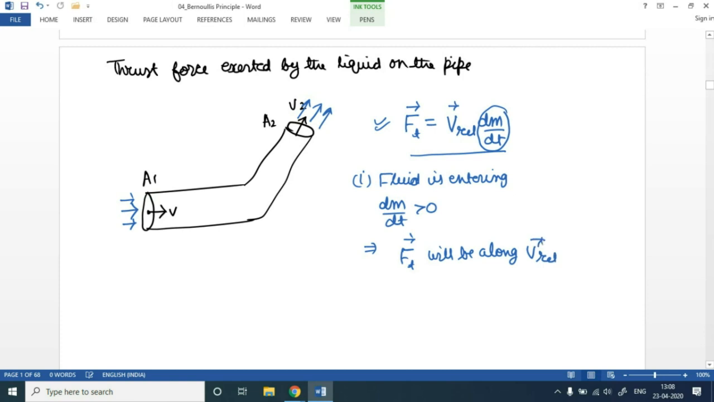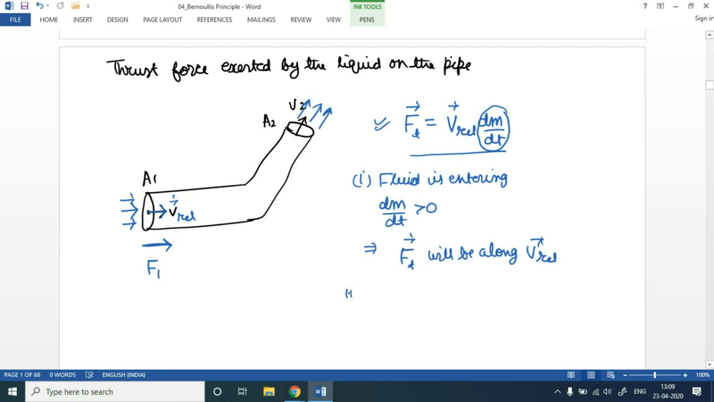In other words, if this is v relative, the relative velocity of the incoming flow with respect to the pipe, then the thrust force exerted by the liquid is going to be in the same direction as this relative velocity. So let's say this would be F1 over here, and this direction I have already shown.